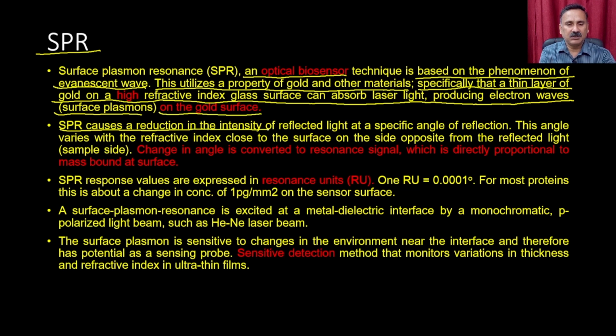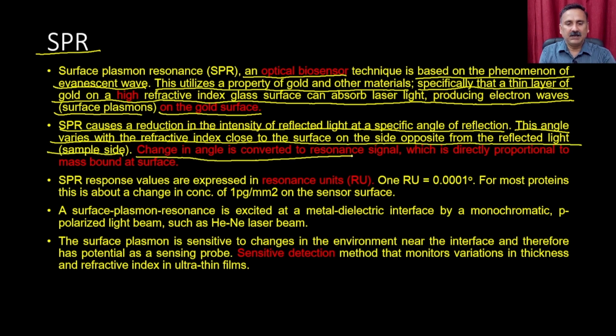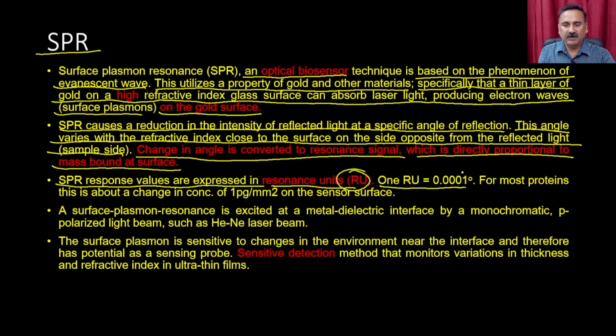SPR causes a reduction in the intensity of reflected light at a specific angle of reflection. This angle varies with the refractive index close to the surface on the side opposite from the reflected light, that is the sample side. The change in the angle is converted into the resonance angle, which is directly proportional to the mass bound at the surface. SPR response values are expressed in resonance units, or RU, right? And 1 RU is equivalent to a 0.001 degree change in the angle. For most proteins, this is about a change in concentration of 1 picogram per millimeter squared on the sensor surface.